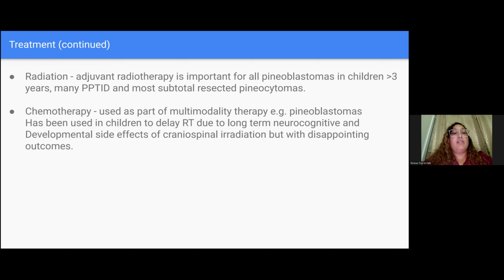The next option is chemotherapy. Now, this is used as part of a multimodality therapy, for example in pineoblastomas. It has been used in children to delay radiotherapy due to long-term neurocognitive and developmental side effects of craniospinal irradiation, but it's not really used very often because it has some disappointing outcomes.